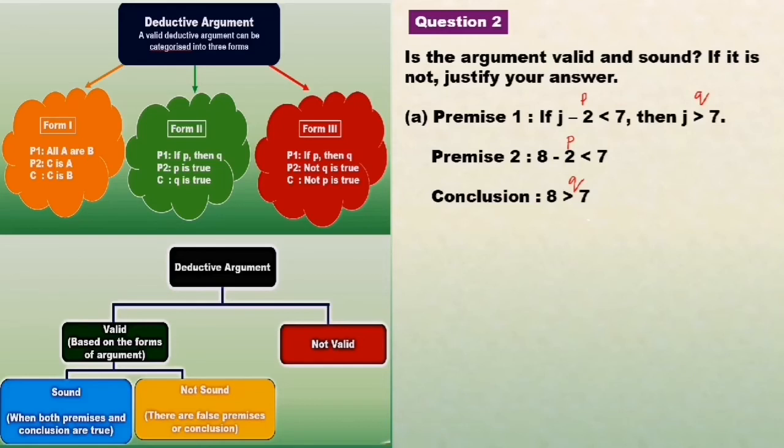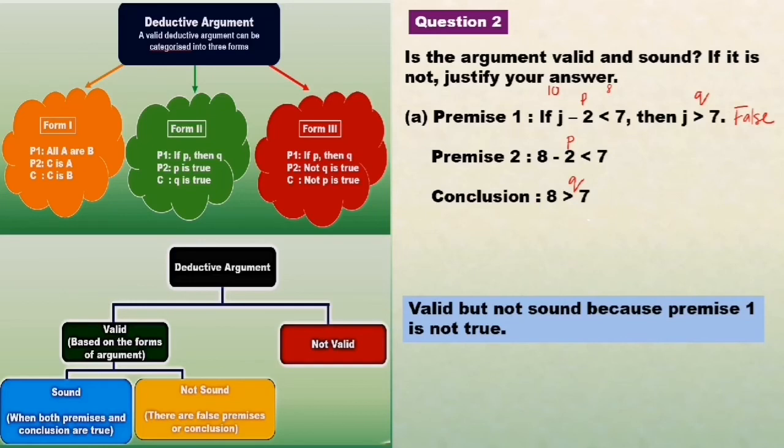After we determine valid or not valid, now we determine whether this argument is sound or not sound. If j minus 2 is less than 7, then j is greater than 7. Let's say I assume j is 10. 10 minus 2 is 8, which is greater than 7. So premise 1 is a false statement. Conclusion: this argument is valid but not sound because premise 1 is not true.